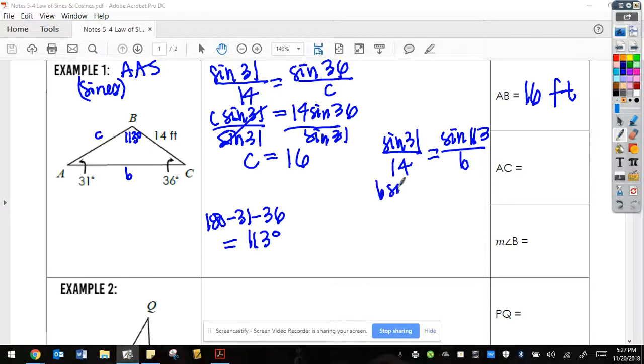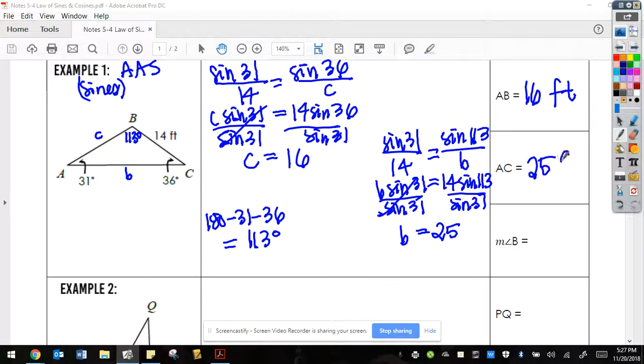So then we cross multiply: b sine of 31 equals 14 sine of 113. We divide by sine of 31 on both sides. Then you should get that b equals 25. So that makes it 25 feet. And we already found that angle B was 113 degrees.